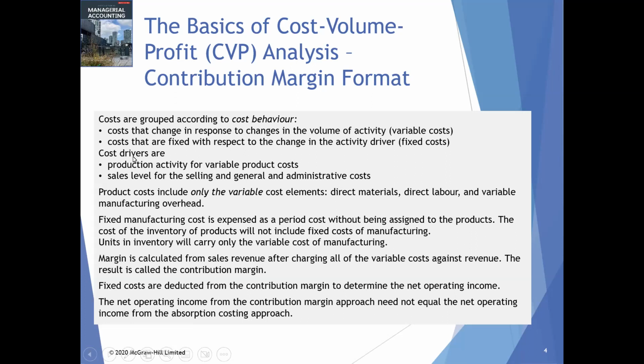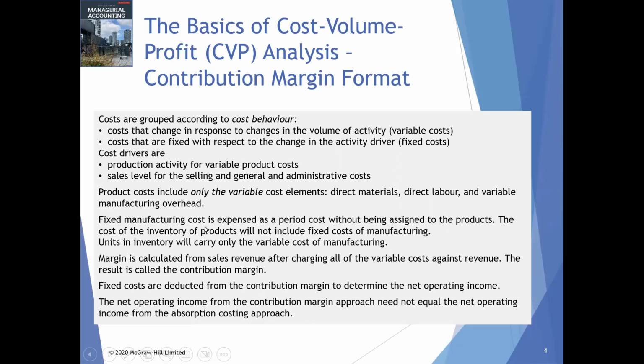So this is the cost behavior, and the cost drivers are the production activity for the variable product cost, and the sales level for the selling and general and administrative cost. All these S, G, and A expenses are cost drivers. Cost driver means the cost will change when the activity changes. Product cost includes only the variable cost elements, as explained here: direct material, direct labor, and variable manufacturing overhead. I'm talking about the manufacturing overhead; no other expenditure will be calculated.